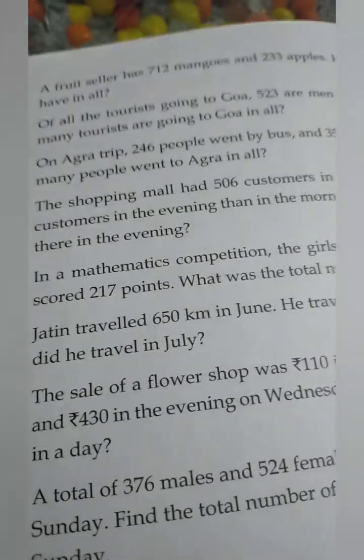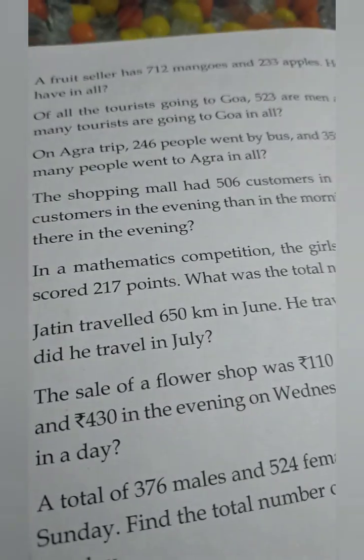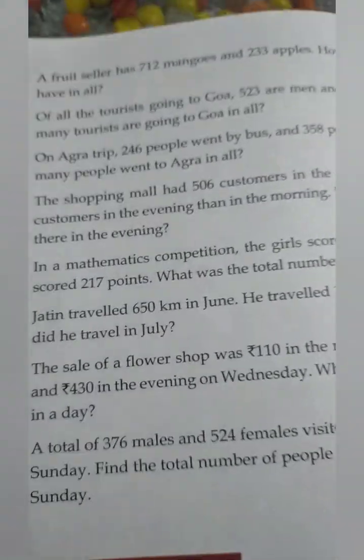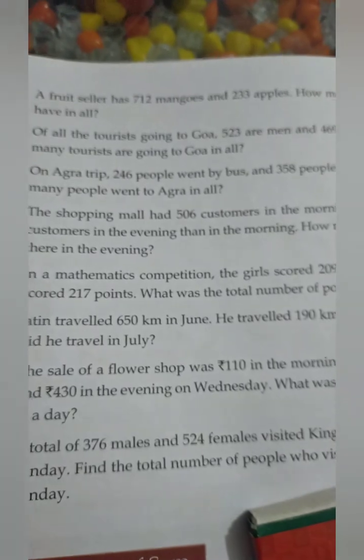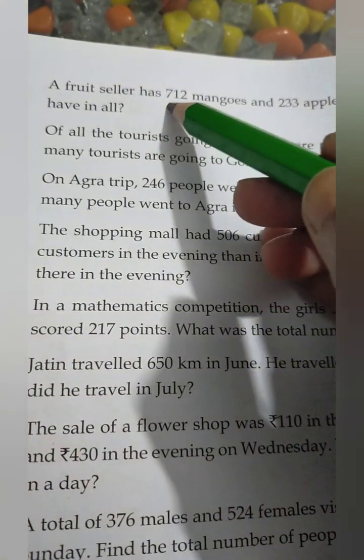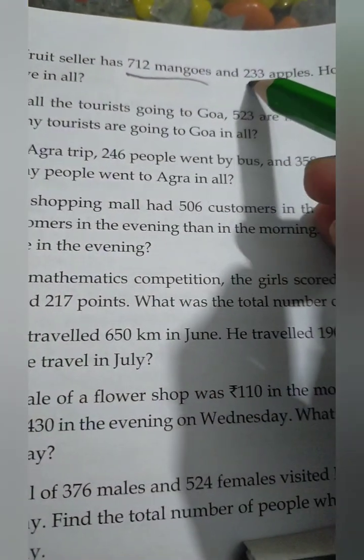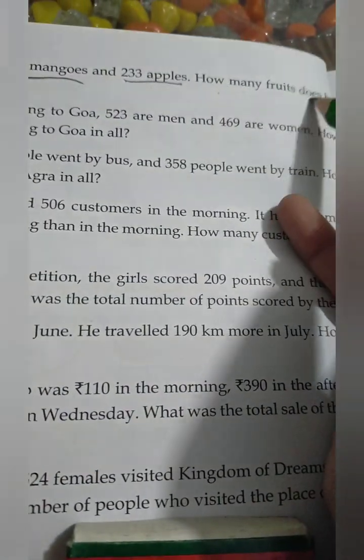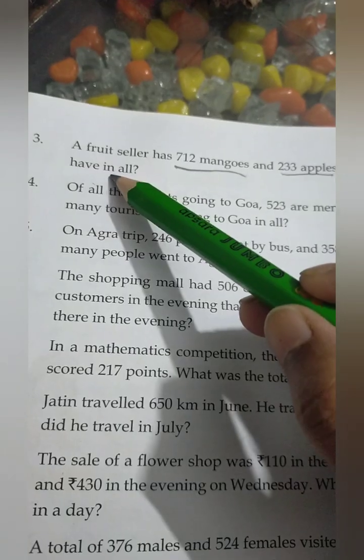Yes. Now let's move to the next sum, that is sum number 3. What is the statement of sum number 3? A fruit seller has 712 mangoes and 233 apples. How many fruits does he have in all?